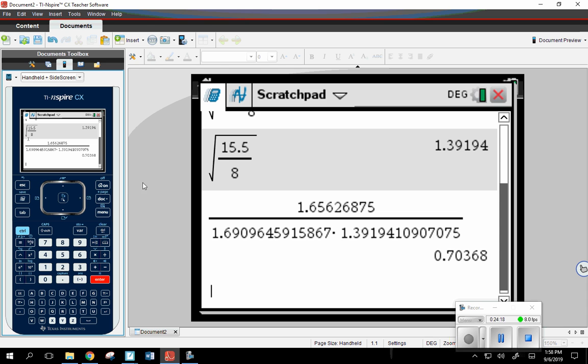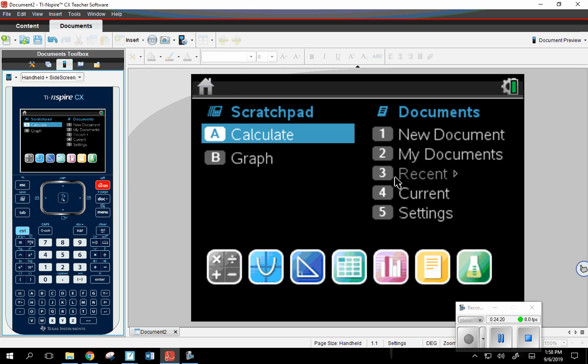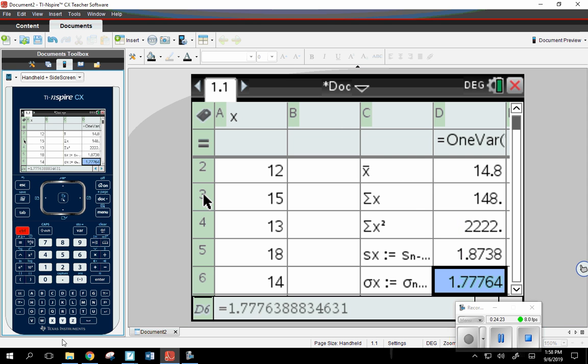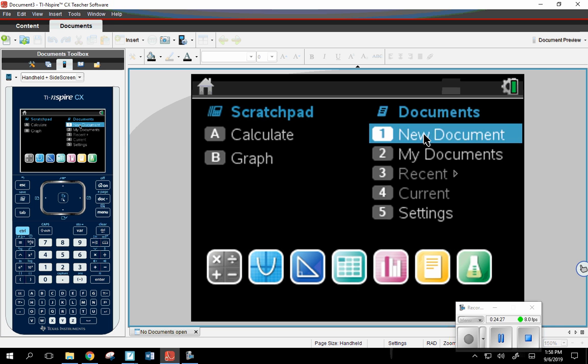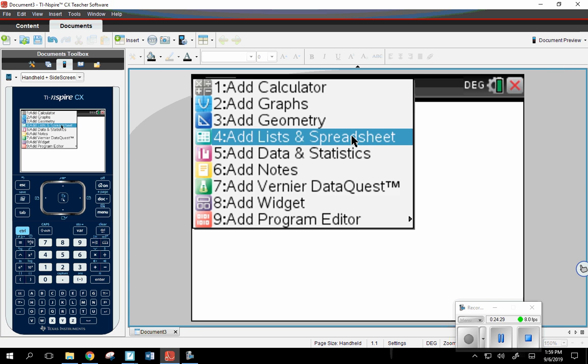Okay, so now go back to your home screen. Now I'm going to get rid of the previous example that we had. Do you want to save that? No. Okay, so I'm going to go to new document, just like we always do, lists and spreadsheets.